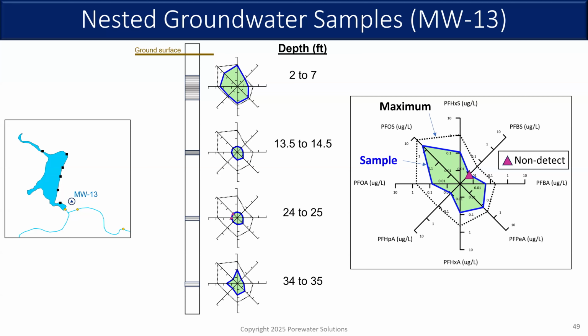So looking at the groundwater well location, MW13, shown in the inset map on the left, you can see it's fairly close to this pond and the surface water tributary coming off the pond. Looking at the radial diagrams, I don't even have to go through what's on each axis. We can just see that the highest PFAA concentrations are in the shallow 2 to 7 foot depth below ground surface. And below that, concentrations drop by orders of magnitude. So that's just a nice magnitude fingerprint on where the PFAS are mainly coming from.